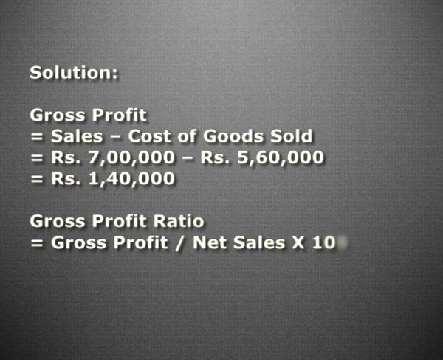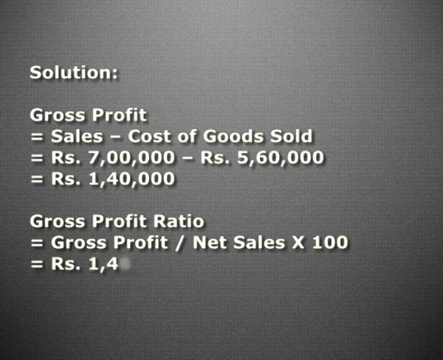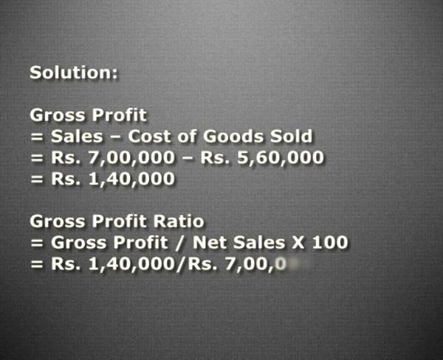Gross profit ratio is equals to gross profit divided by net sales into 100 is equals to Rs 1,40,000 divided by Rs 7 lakhs into 100.